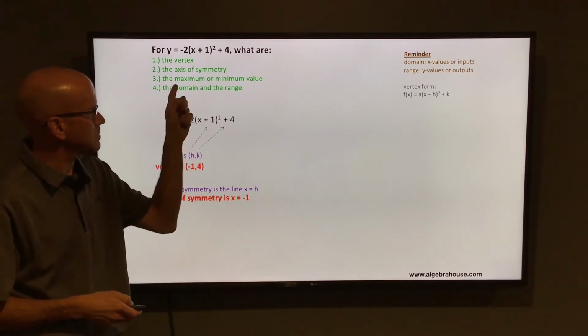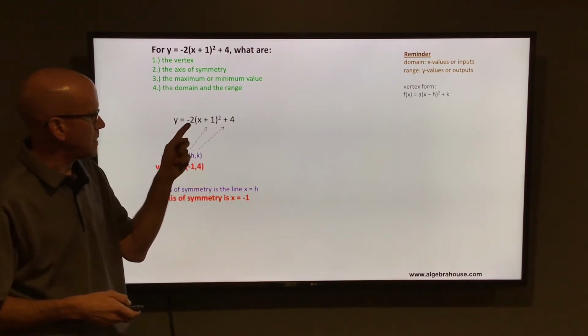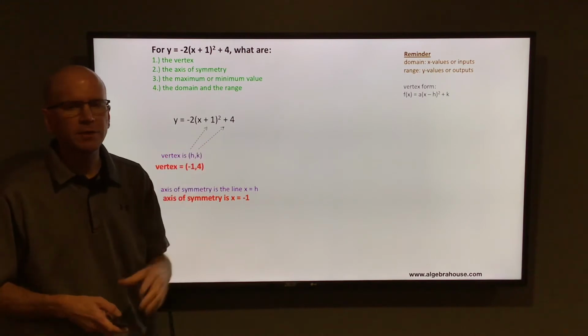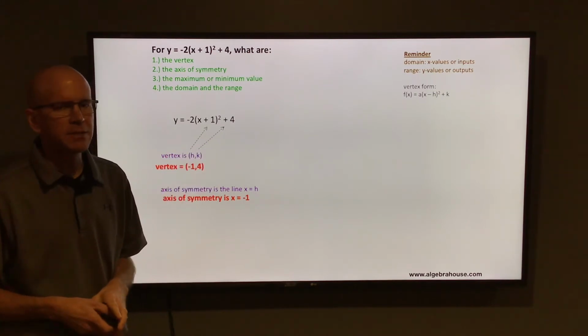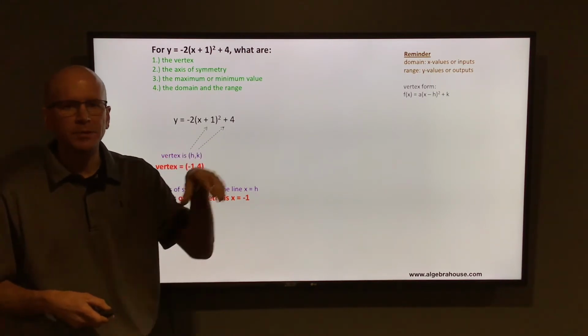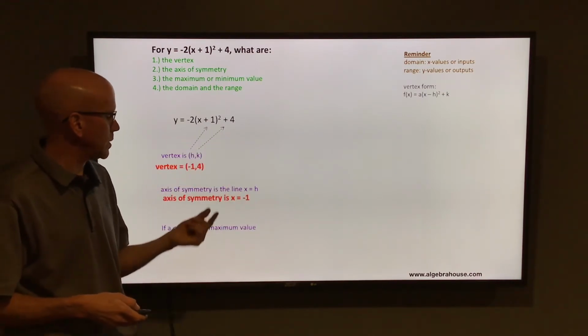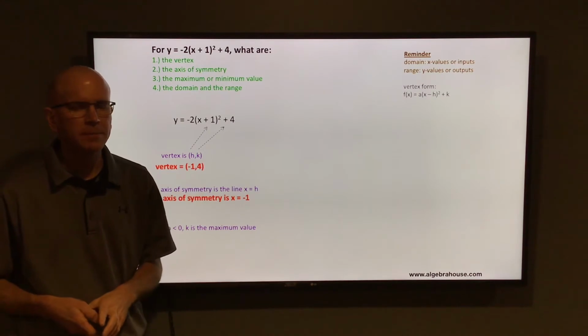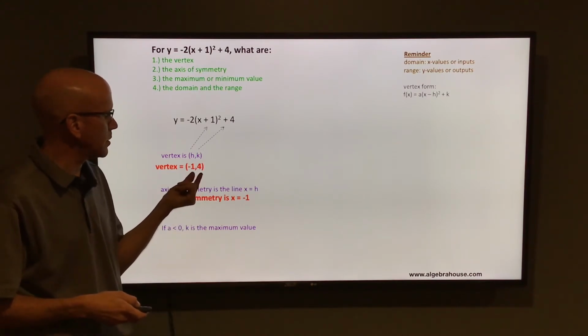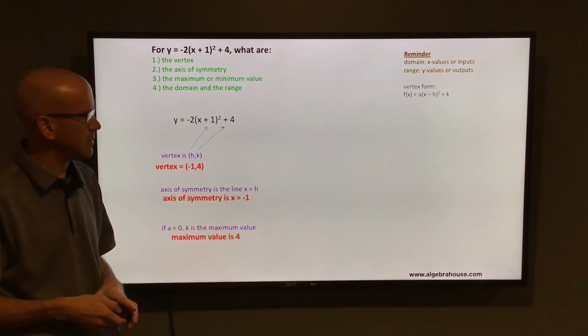As far as maximum or minimum, with that negative out in front, so the coefficient of the squared term is negative, that means the parabola opens downward. And if it opens downward, there'll be a maximum value. And that maximum value is the y coordinate of the vertex. So there is a maximum value here. It is the y coordinate of the vertex, and that is 4.